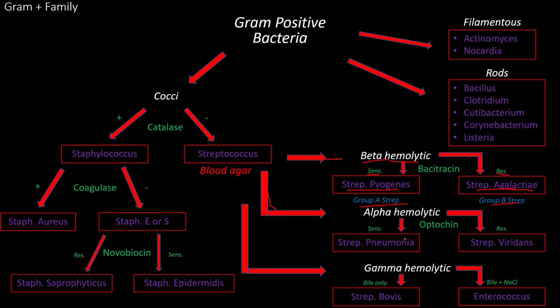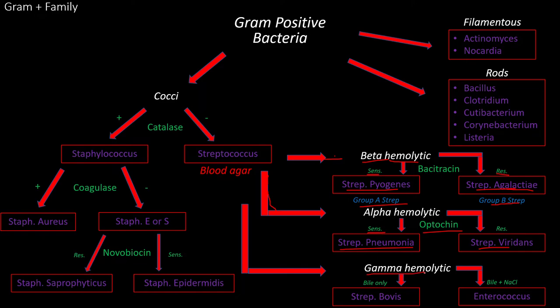Then we go down to alpha hemolytic. Alpha hemolytic also has two subcategories, mainly strep pneumo and viridans strep, okay? Viridans strep is like a wide family of strep. And what's the test for it? Optochin. Strep viridans is resistant to optochin. Strep pneumonia is sensitive to optochin.